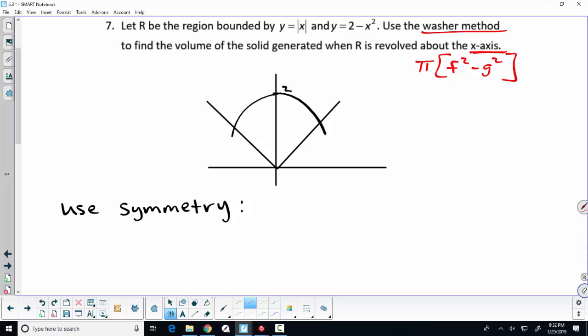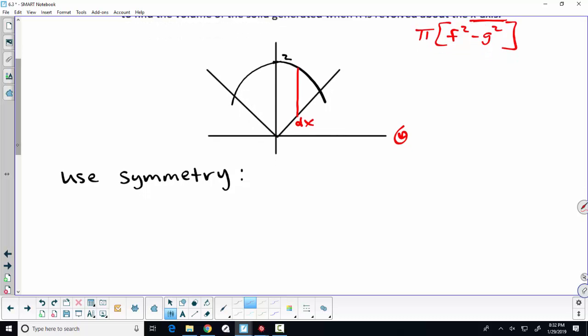We're going to find the volume, or set up the area rather. Washer method revolved around the x-axis. Washers are perpendicular to the axis of revolution. So top minus bottom, that kind of thing. dx, thickness dx. Everything's in terms of x for us. So we're using symmetry, meaning we're going to go from 0 to this intersection point, and then we'll just double everything.